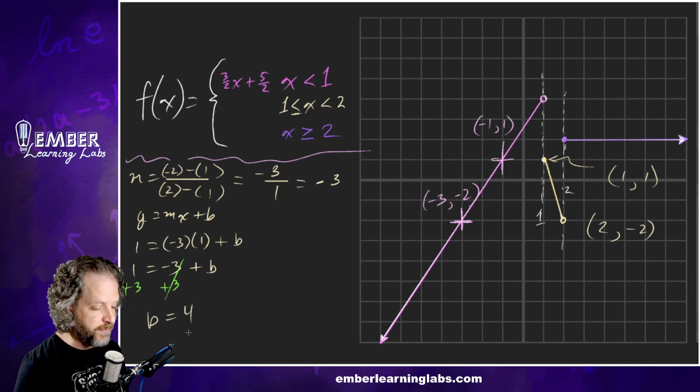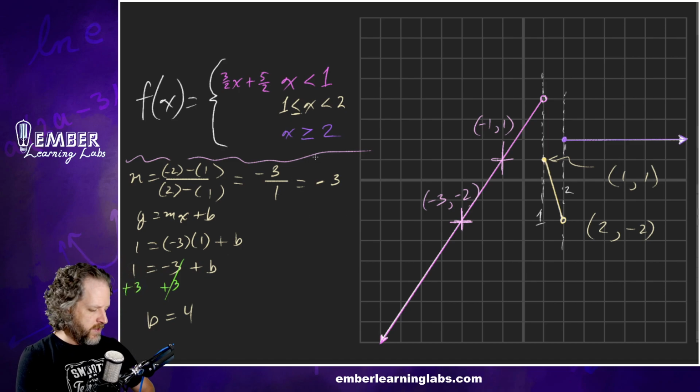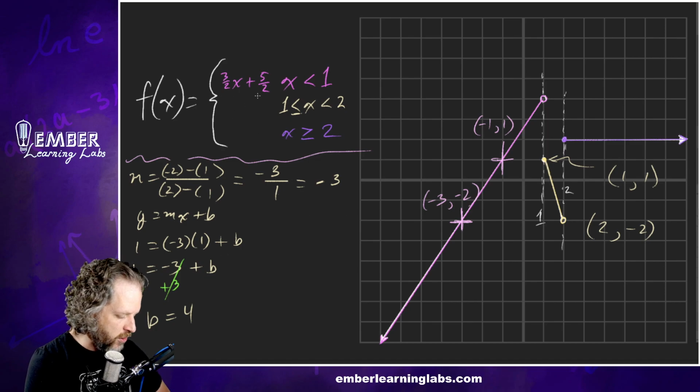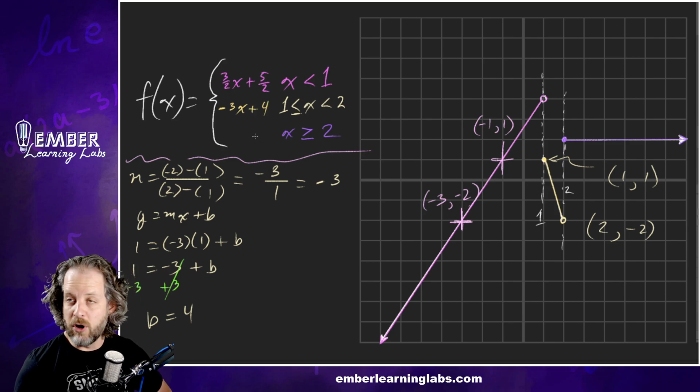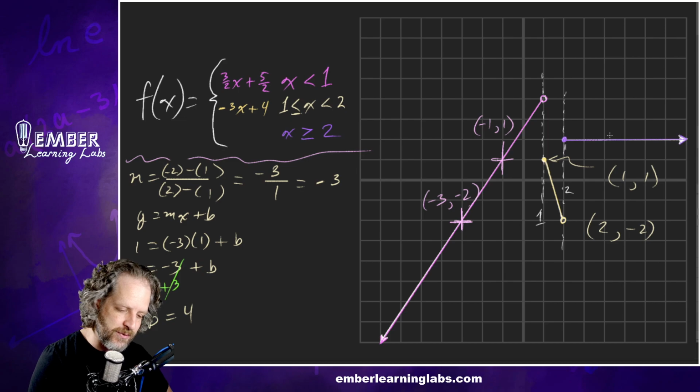So now we've got the puzzle pieces. Let's stick it up here where it belongs. So the slope was negative 3, so negative 3x plus b, so plus 4. No big deal. Now, I said that this one's easier.